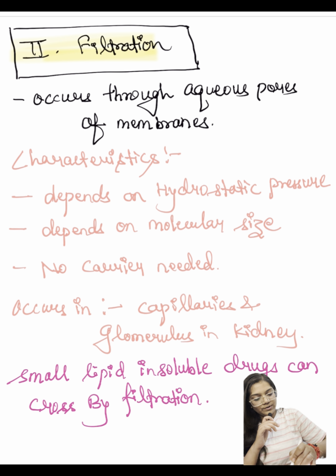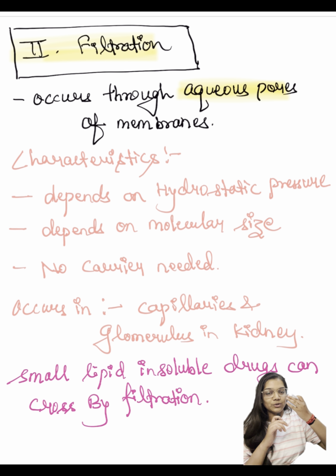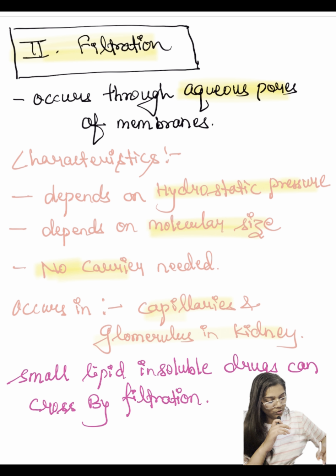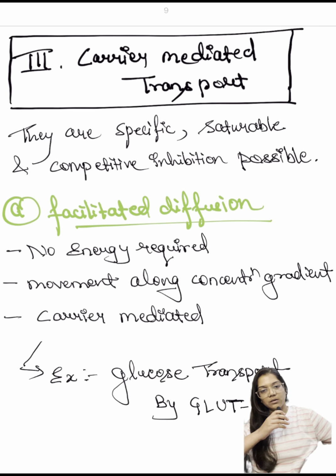Second, we'll study about filtration. It occurs through aqueous pores of the membrane. There are aqueous pores in the membrane, so filtration of a drug occurs through these pores. It depends upon the hydrostatic pressure and the molecular size. The higher the pressure, the more easily it gets filtered out, and the smaller the molecular size, the more easily it filters out. No carrier is needed here also. This occurs in capillaries and the glomerulus in the kidney.